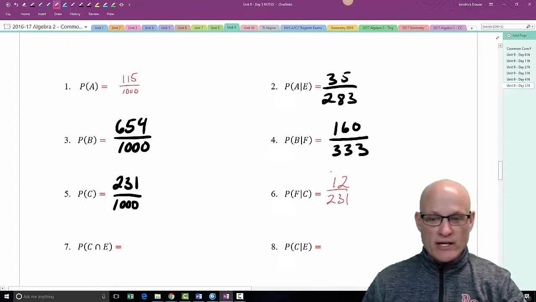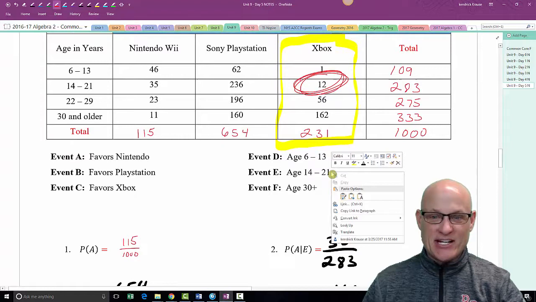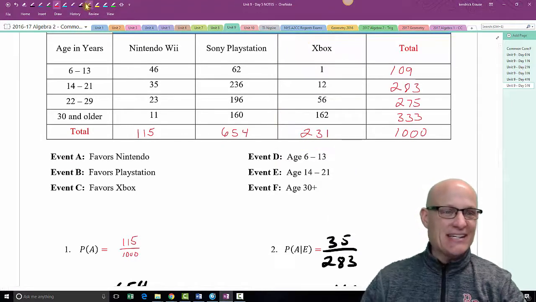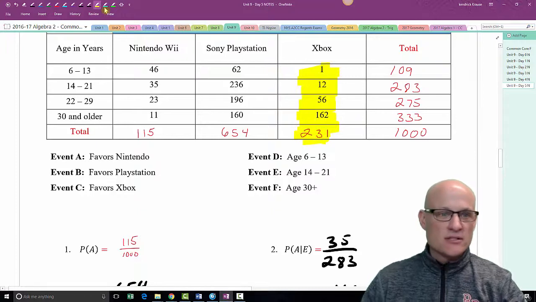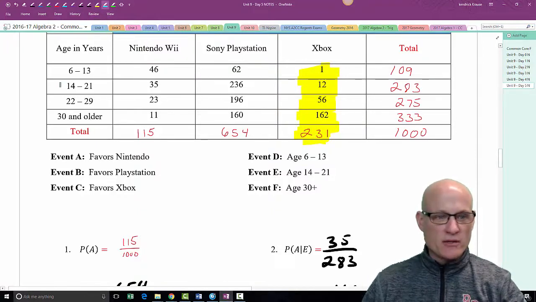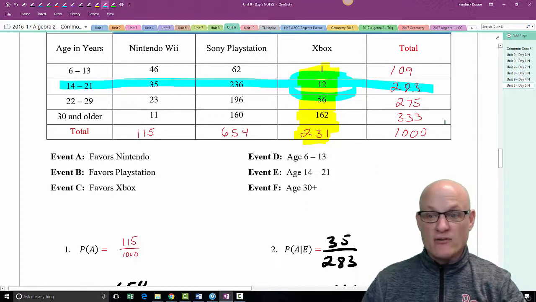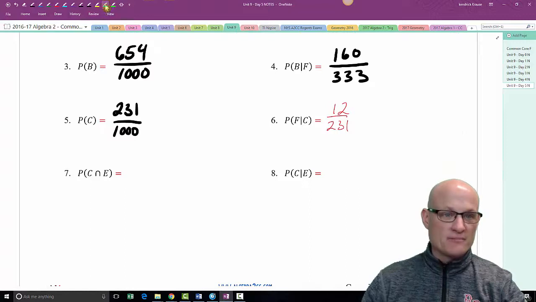Probability of, oh, now wait, this isn't conditional. This is an and. C and E. You've got to be able to go back and forth, kids. C is favors Xbox. E is 14 to 21. Where is the and? Right there. 12 out of 1,000. This is not conditional probability. This is 12 out of 1,000.